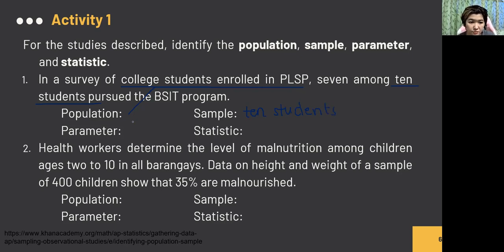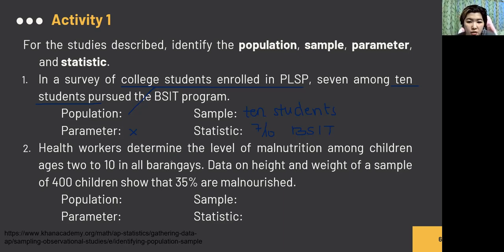Most likely, no? Parameter natin, do we have any data about the college students enrolled in PLSP? Or may lumabas bang data dyan? Wala, di ba? So, we don't really have any parameters in this sentence. Okay? But we have a statistic which is the 7 out of 10 pursued BSIT. Yung sample lang naman ang tinignan nila. Okay? Let's try number 2.